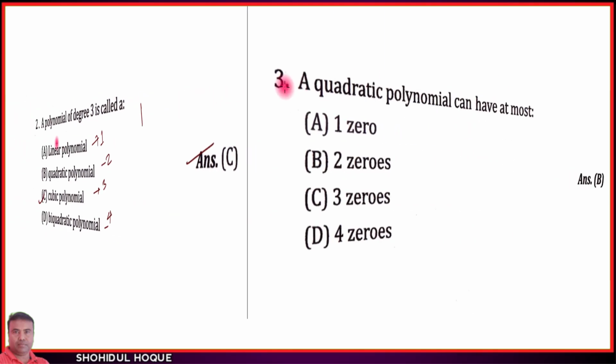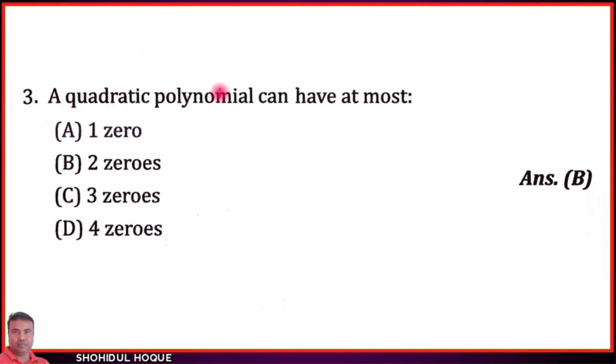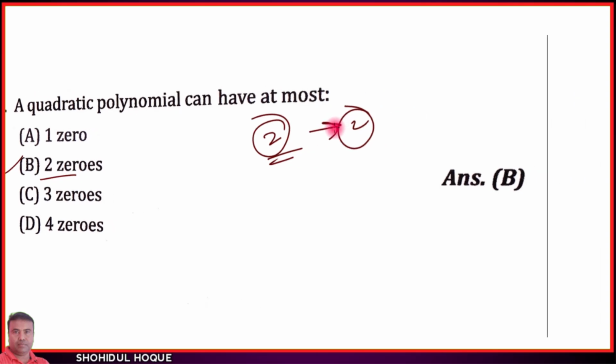Alright. Next, question number 3. A quadratic polynomial can have at most option A 1 zero, option B 2 zeros, option C 3 zeros, option D 4 zeros. Correct option B, 2 zeros. Remember, quadratic polynomial has maximum power 2, that means degree is 2. Here the number of zeros will also be 2.